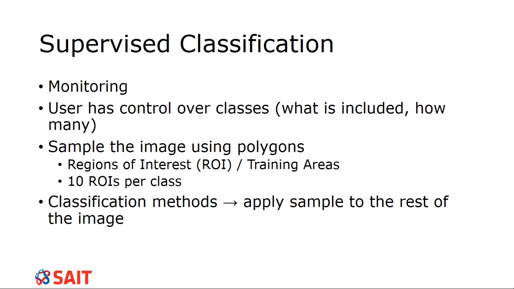These do not need to be perfect. You can draw a triangle, a square, or some sort of abstract feature. It doesn't matter what the shape of the polygon is, as long as it's only keeping the pixels that are alike within that area. While you're creating these, you are also naming your land features. And then you have your classification method, where you apply the sample to the rest of the image. This is the way it's going to do it.